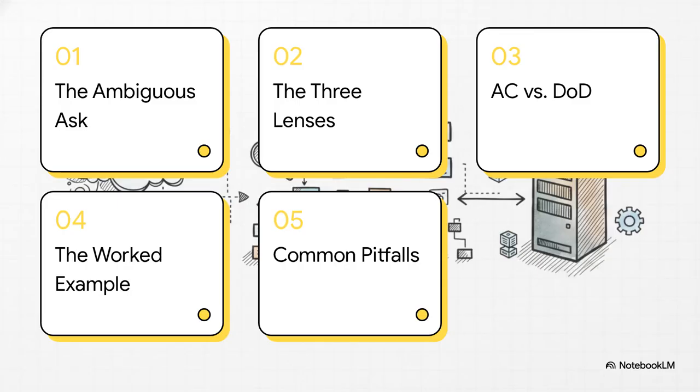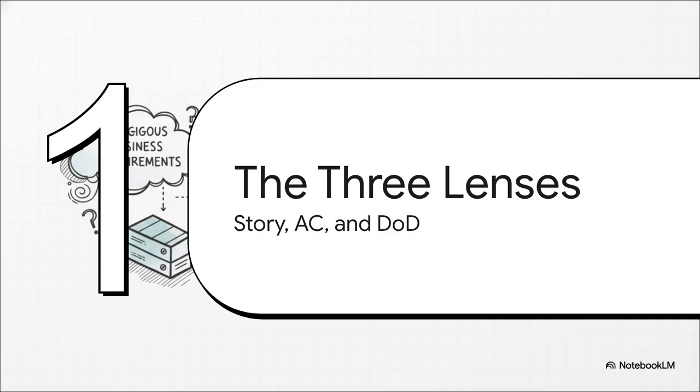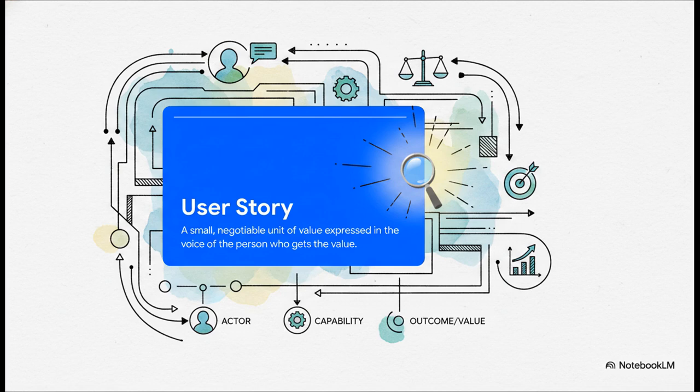Okay, let's take a quick look at our roadmap for today. We're covering the ambiguous ask, the 3 lenses of specification, AC versus DoD, a worked example, and finally, some common pitfalls. Let's dive in. Section 1, the 3 lenses, story, AC, and DoD. To survive this kind of engagement, we absolutely need rigorous frameworks.